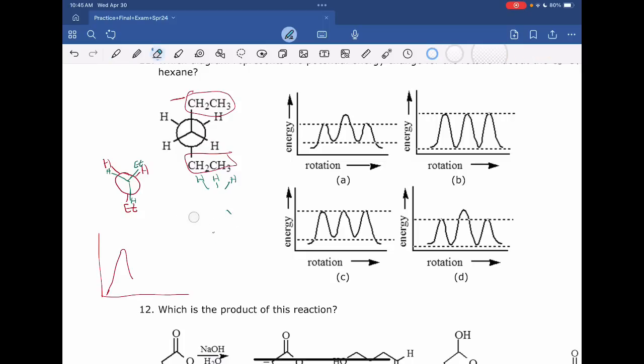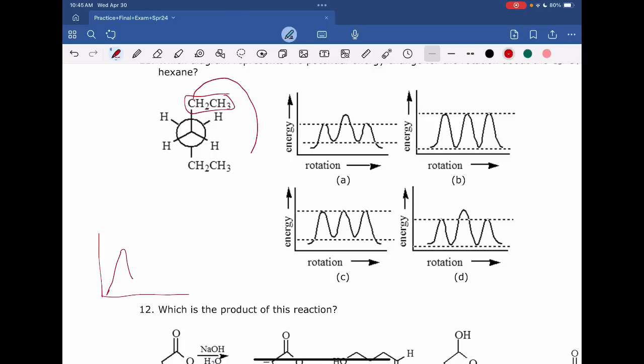Okay, let's keep going. Let's keep rotating this. Now, I'm going to rotate it so that the ethyl group is staggered with this, the H is staggered with this, and this H is staggered with this one. Okay? So hopefully you could see by now that that's going to be the highest ever point in the graph.